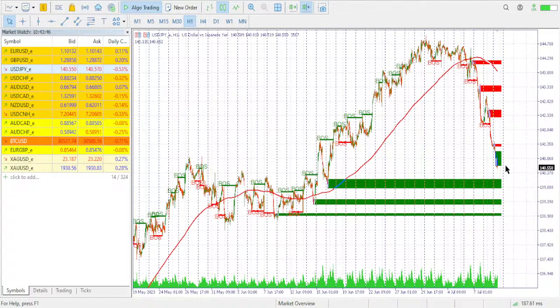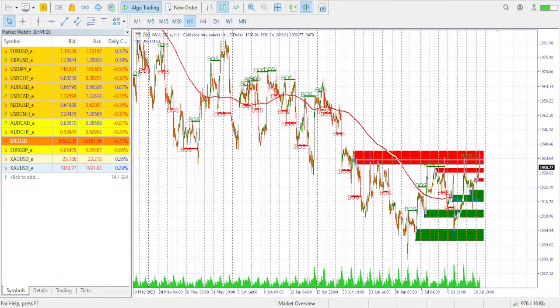So expect the price to continue downwards up to this zone where we'll be looking for a buy position. We have another buy position here, and another buy position there. In case the price descends below any of these lines, we will be looking for a trade in the direction of that breakout.